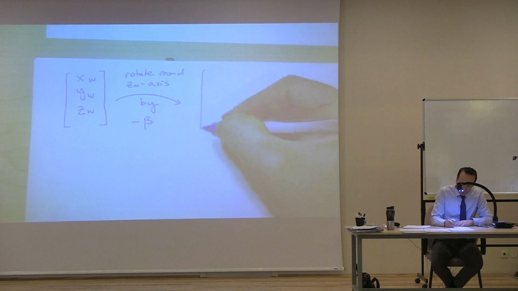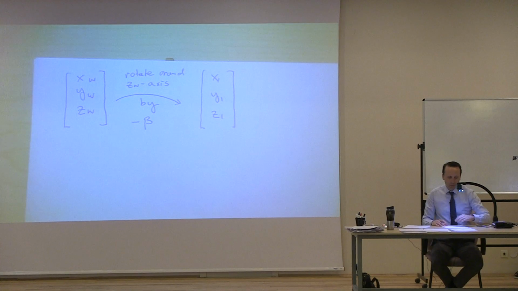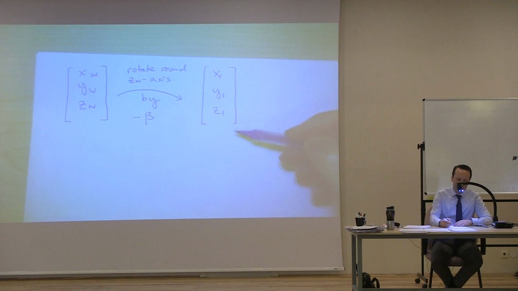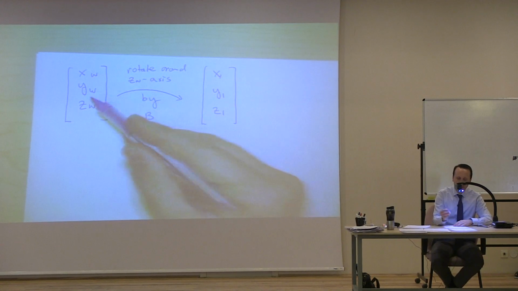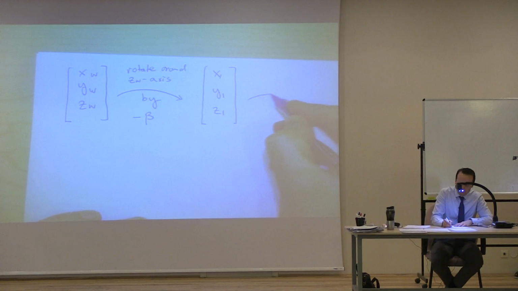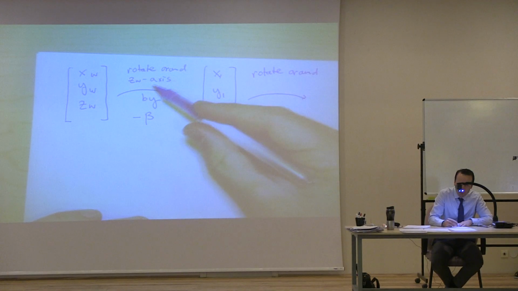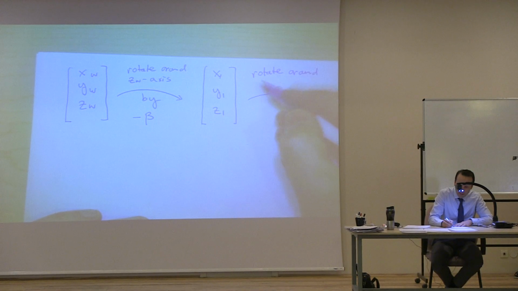And we obtain a new coordinate system that's x1, y1, and z1. You have the vector written in a new coordinate system, just rotated around ZW. And the second rotation will be, what's our convention? We rotate around Z and then around Y. Good. Y1 axis. That's our convention. By an angle alpha.